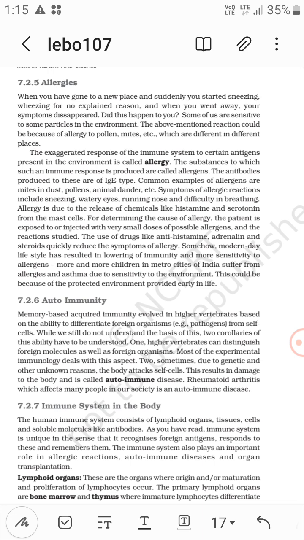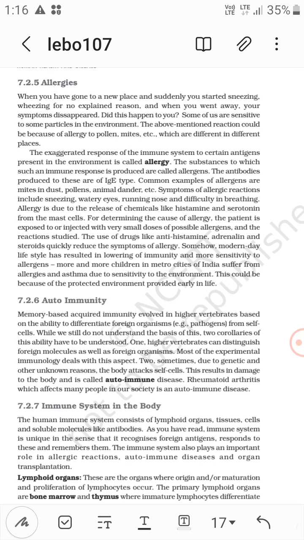Drugs like antihistamines, adrenaline and steroids reduce the symptoms of allergy caused by the histamine and serotonin release from the mast cells. Somehow, modern day lifestyle has resulted in lowering of immunity and being more sensitive to allergens. More and more children in metro cities of India suffer from allergies and asthma due to sensitivity to the environment. This could be because of the protective environment provided early in life, so they are not adapted. So when they get to new places, they get sick.